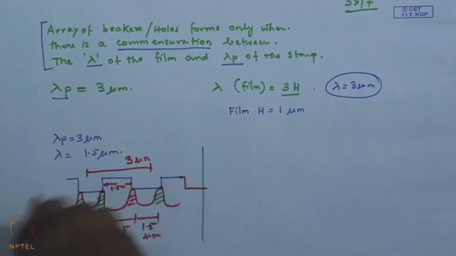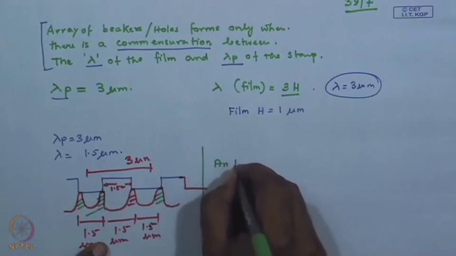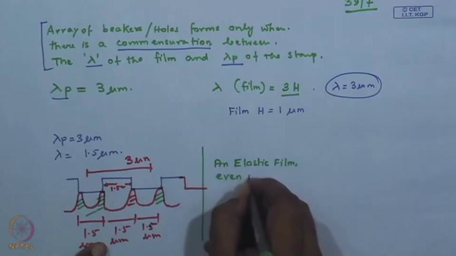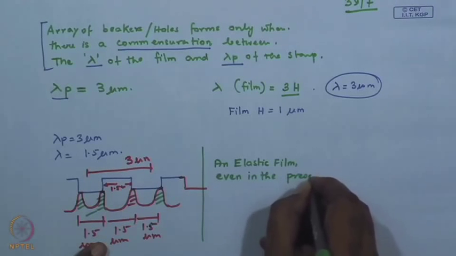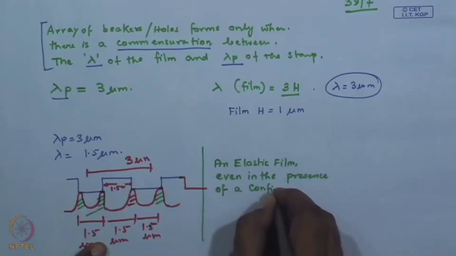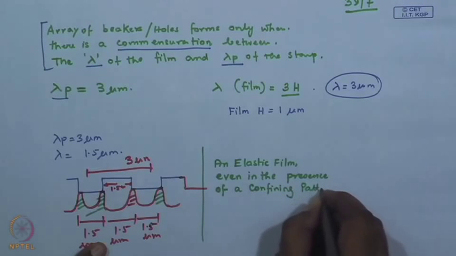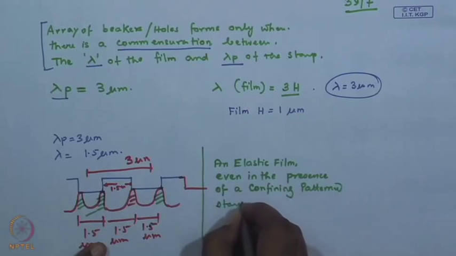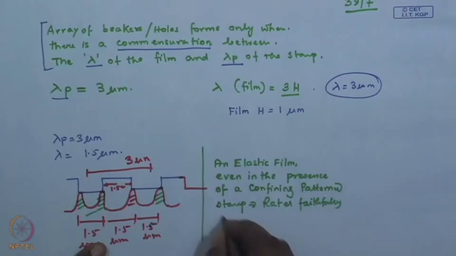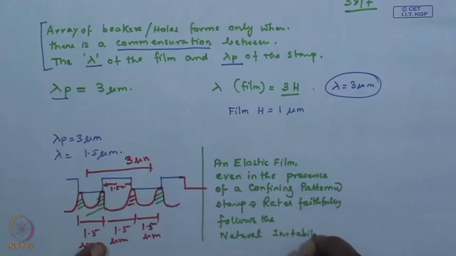So, the take home message is that an elastic film, even in the presence of a confining stamp or a pattern stamp, rather faithfully follows the natural instability length scale.